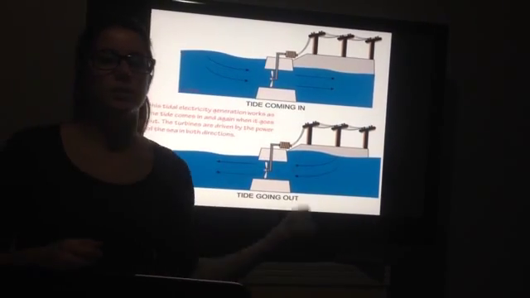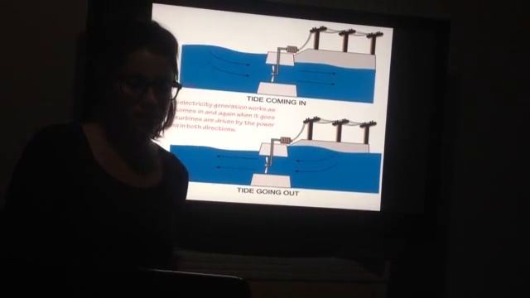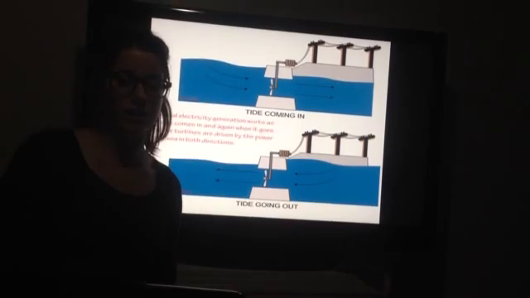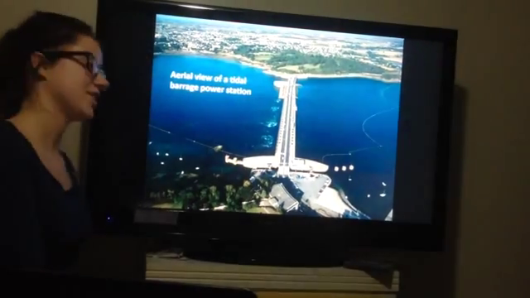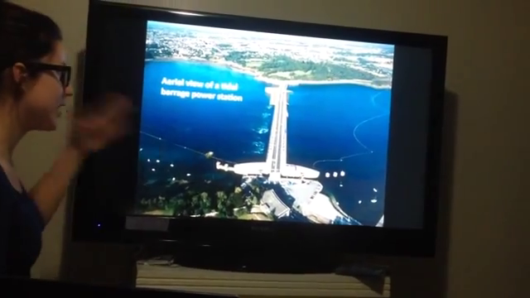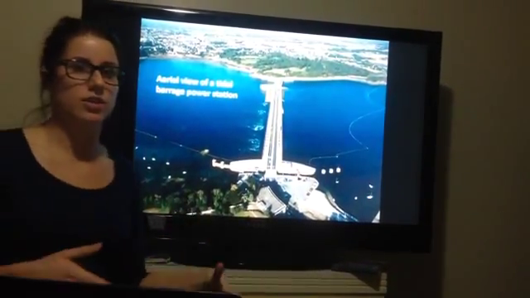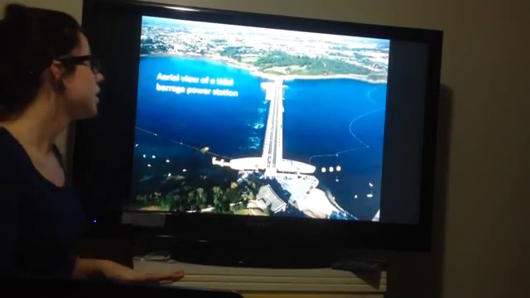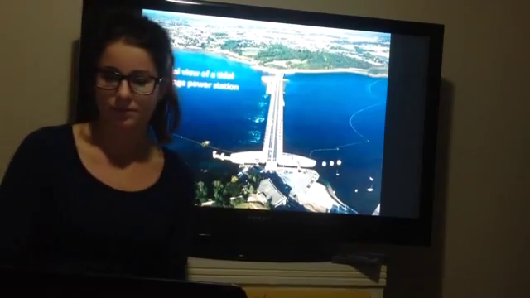These turbines typically move a little bit faster than the tidal stream turbines, so aquatic life is a little bit more endangered there. This is just an aerial view of the station. It's quite large, but they have roads that go across, so it doesn't really hinder much for human life, mostly just aquatic life.